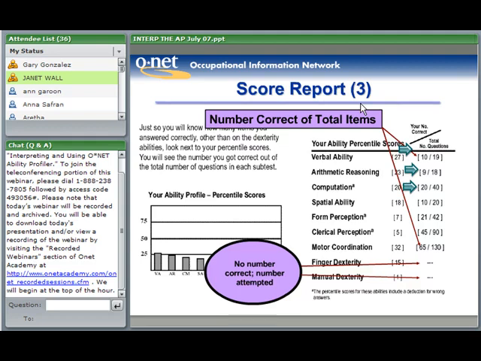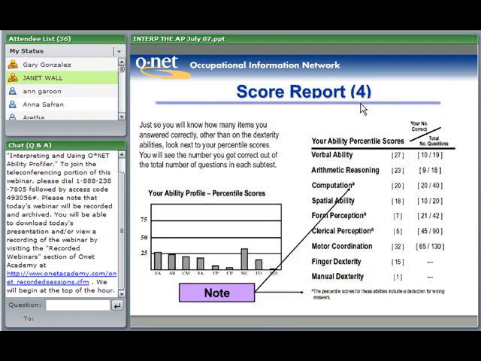I do want to also point out down here, for finger dexterity and manual dexterity, there is no number correct. It's the number attempted. All right, one other thing that I need to point out is this little superscript here. And that superscript indicates that the percentile scores for these abilities include a deduction for wrong answers.